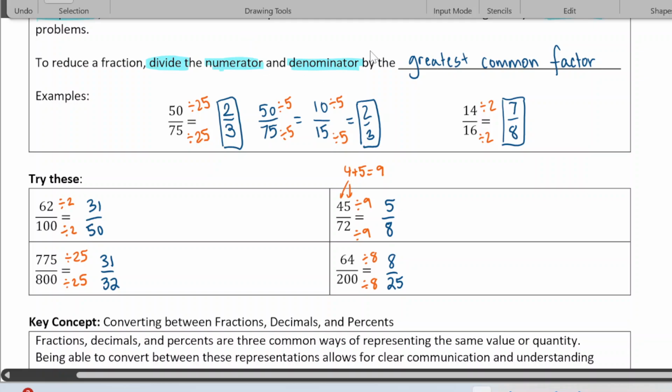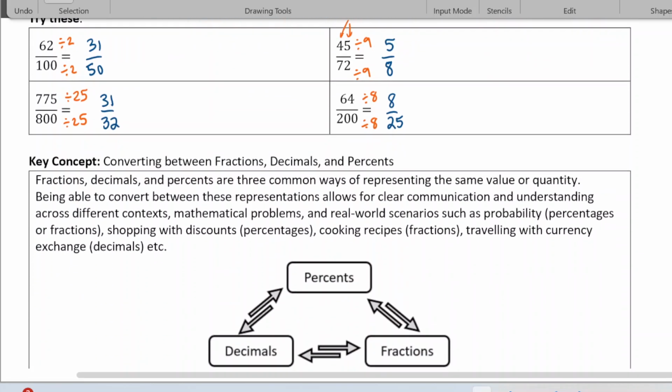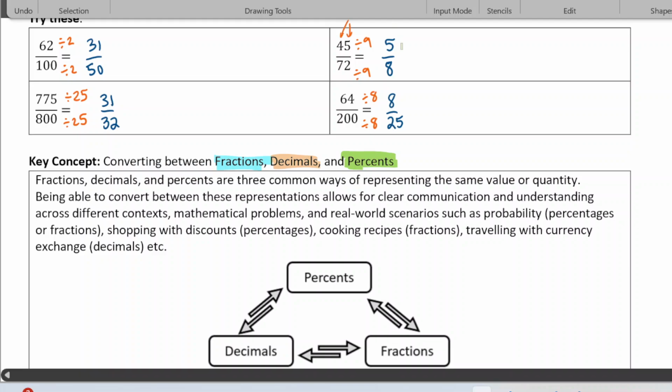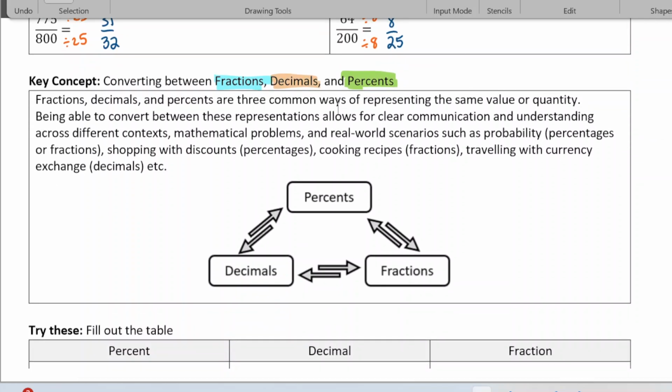Okay, so now let's practice converting between fractions, decimals, and percents. In this unit, we're going to be studying probability. And so we need to be able to present probabilities in different ways, because in the real world, numbers are presented in all 3 of those ways. You'll see fractions, decimals, and percents. And so it's good to know how to convert between them.